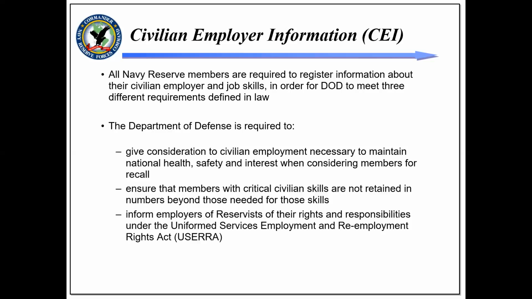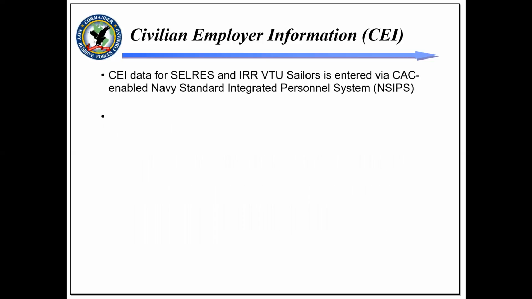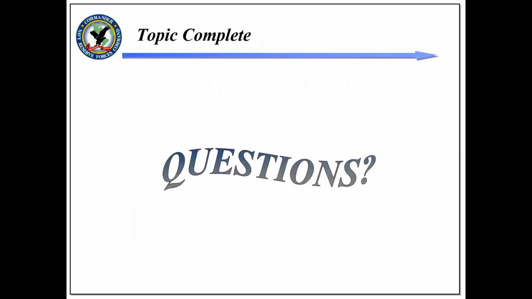Ensure that members with critical civilian skills are not retained in numbers beyond those needed for the skills. Inform employers of reservists of their rights and responsibilities under the Uniformed Services Employment and Reemployment Rights Act, USERRA. CEI data for CELRES and IRRBT sailors is entered via CAC-enabled NSIPS.